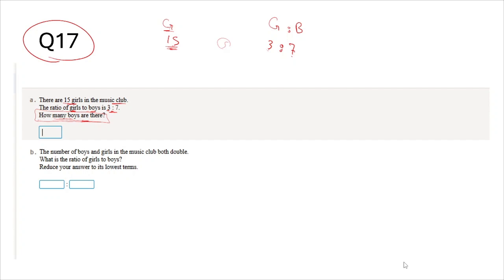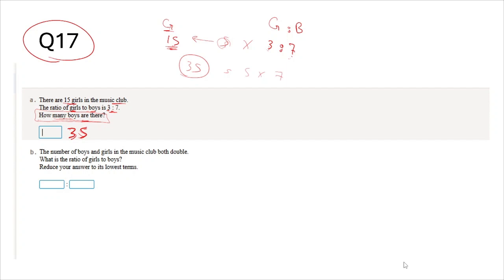So that means if I multiply 3 by 5, it gives me 15 girls, right? The same thing I will do with the boys. 7 multiplied by 5 is equal to 35. So that means I have 35 boys.